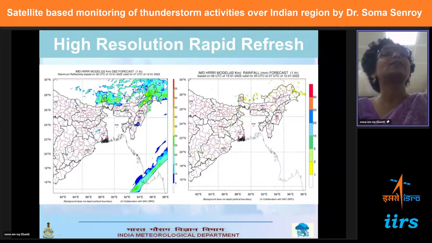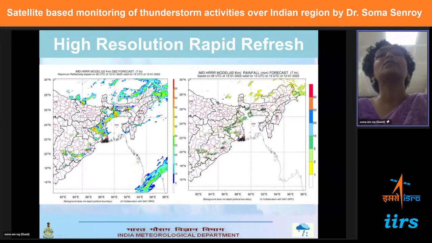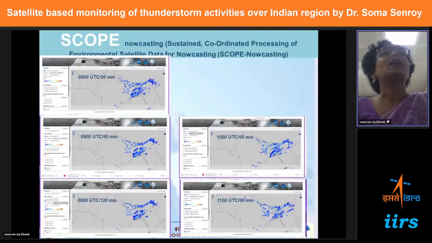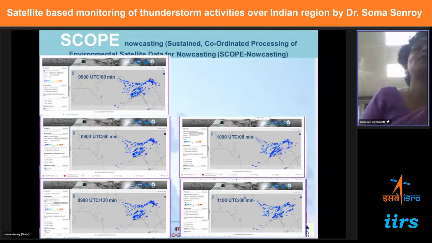IIRS I just showed you. Yes, East India is likely to get a lot of thunderstorm activity. We have here the scope nowcast for the same thing. So scope nowcast is showing.